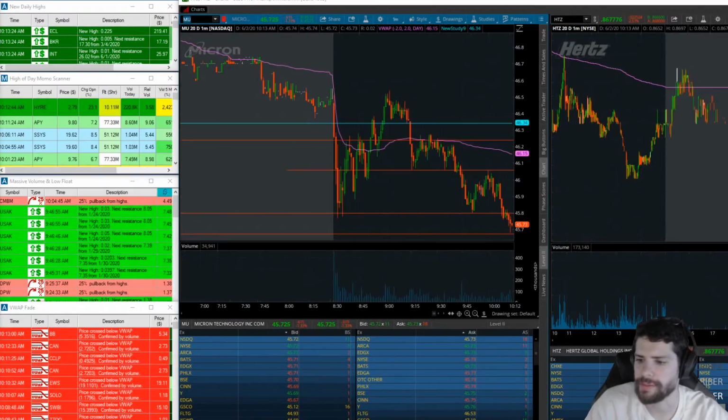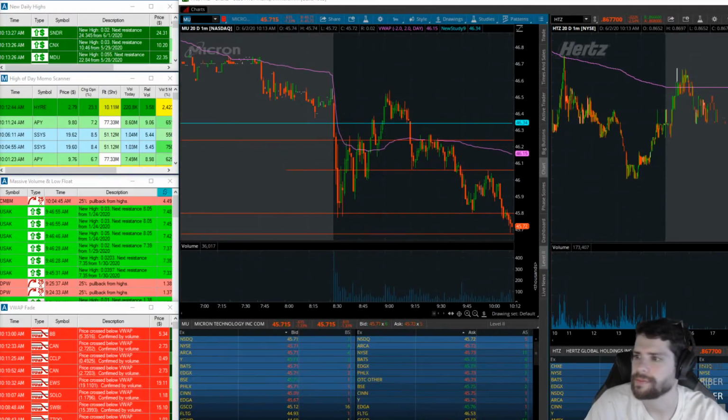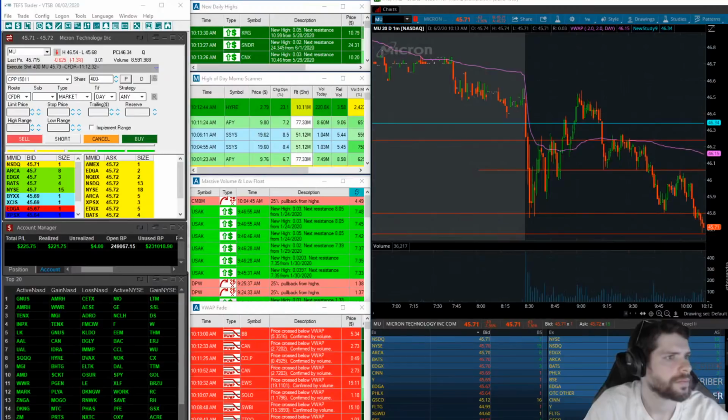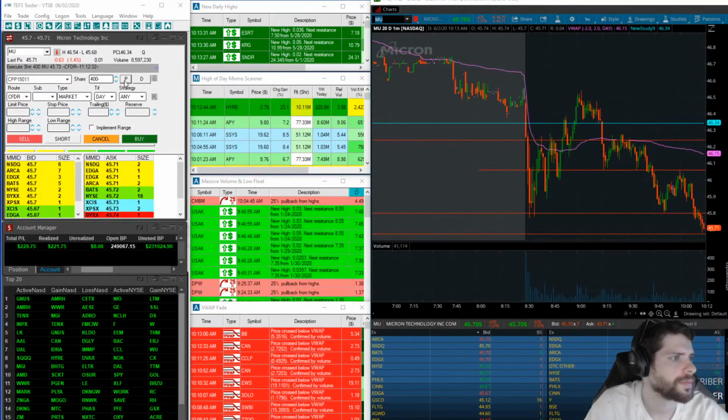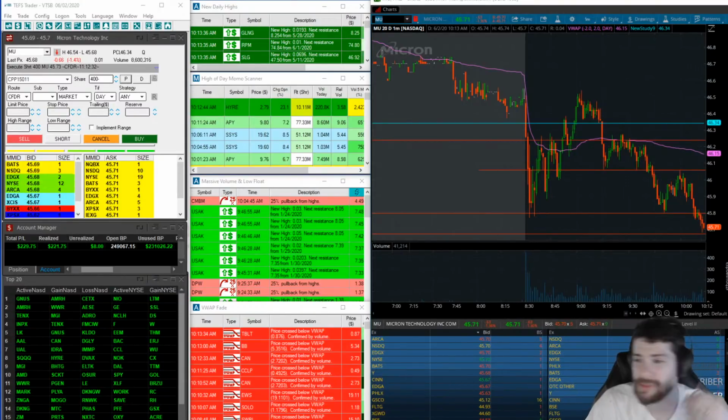About break even right now. See if we can get a breakdown under the 67 level. Probably just gonna keep this one a one and done trade.